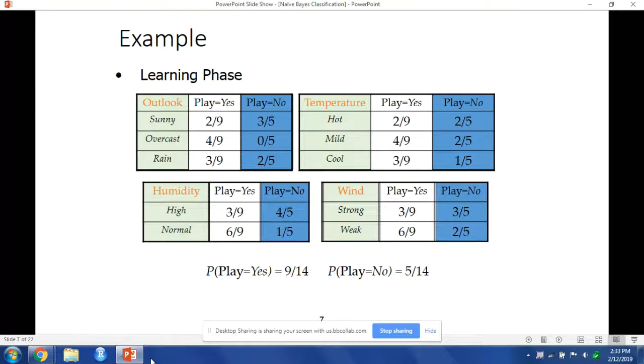Since we have 9 days where we play tennis, we just count the occurrences of that particular variable. For example, for the outlook variable, there are 2 occurrences of being sunny where we also play tennis. Thus, the probability is 2 divided by 9. The rest of the probabilities are found the same way.